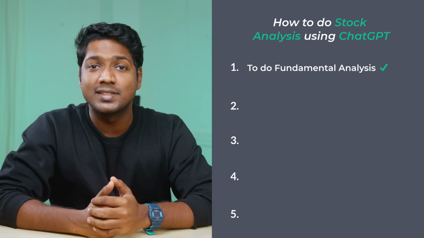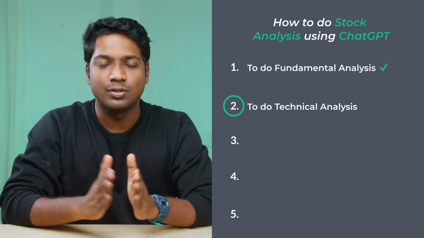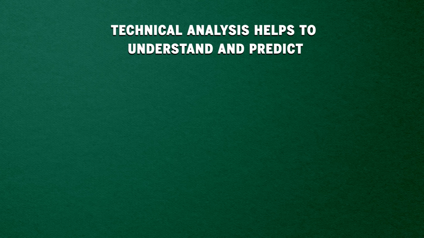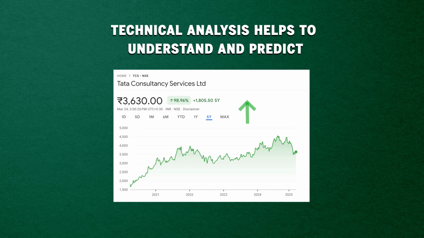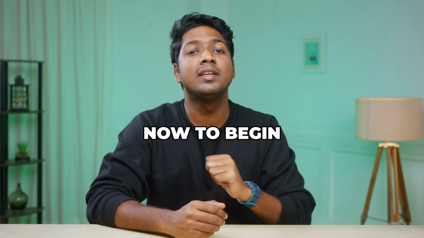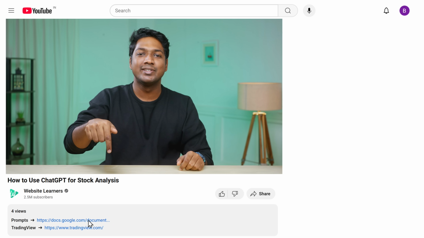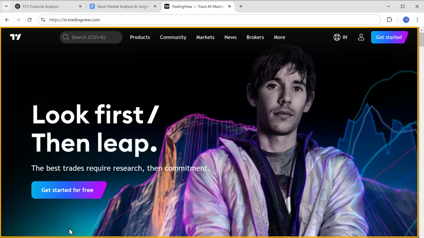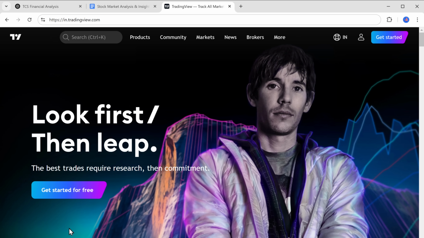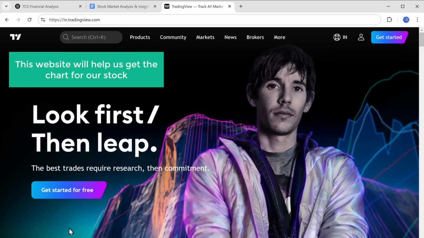Now let's move on to the next step, which is to do a technical analysis of the stock. A technical analysis is important because it helps to understand and predict whether a stock's price will go up or down based on past movements and patterns. Now to begin, we need the chart of our stock. So just click the link in the description below and it will take you to this website called TradingView. This website will help us get the chart for our stock.